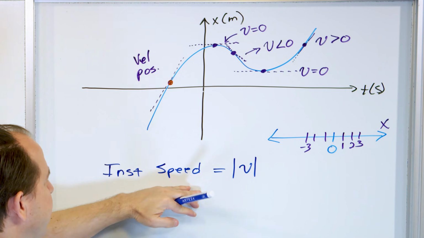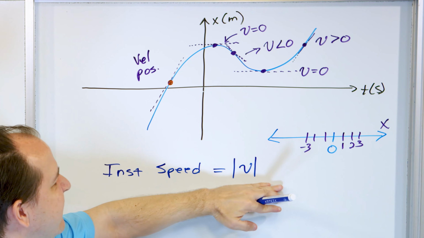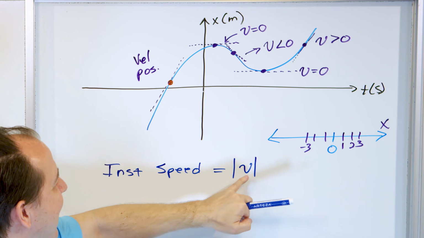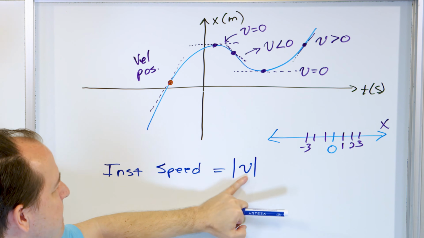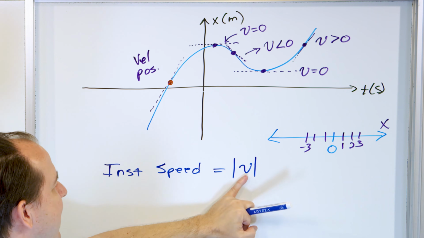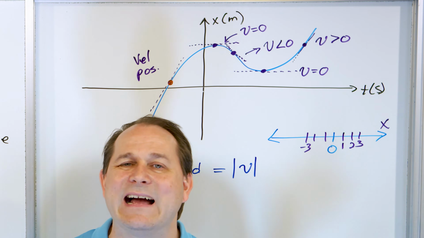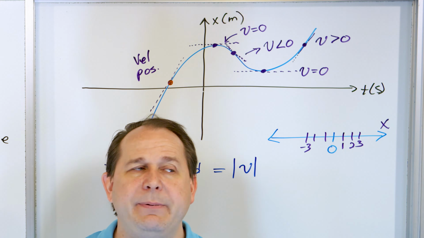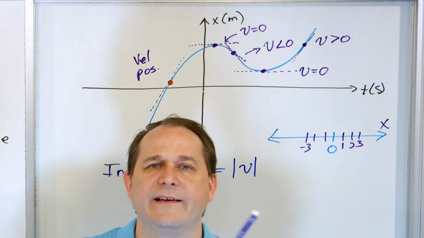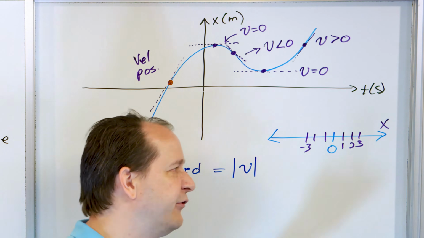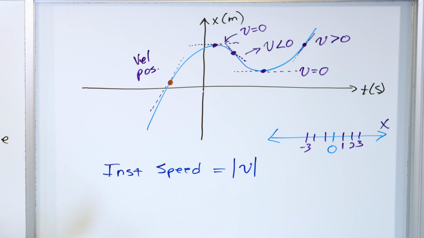But speed is basically how fast you're going. It doesn't even matter what direction you're going, so you take the absolute value. The velocity might be 0, positive, or negative. If we take the absolute value, we strip away the sign information. The instantaneous speed is simply the velocity number with no sign information, so we just take the absolute value of this.